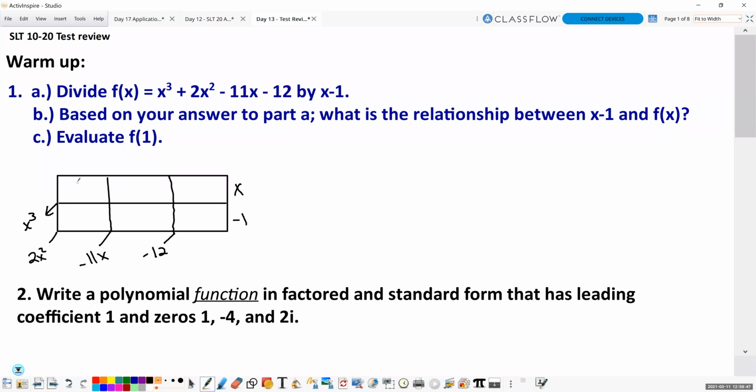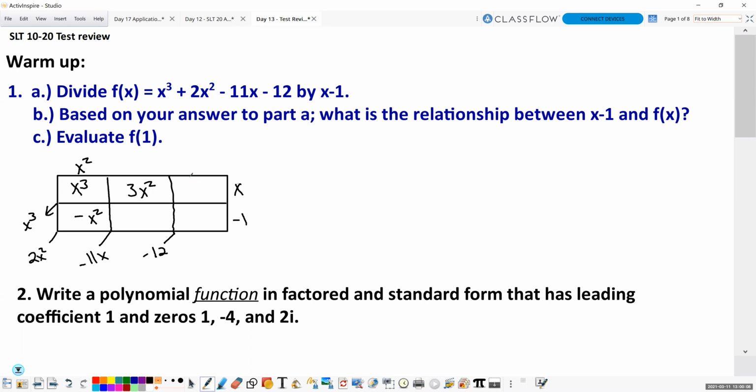Now the x cubed is going to immediately go into the top left box. X cubed divided by x is x squared. Then I multiply back. X squared times negative 1 becomes negative x squared. Now I'm going to subtract. 2 minus negative 1 becomes 3. Now I'm going to start the process all over again.